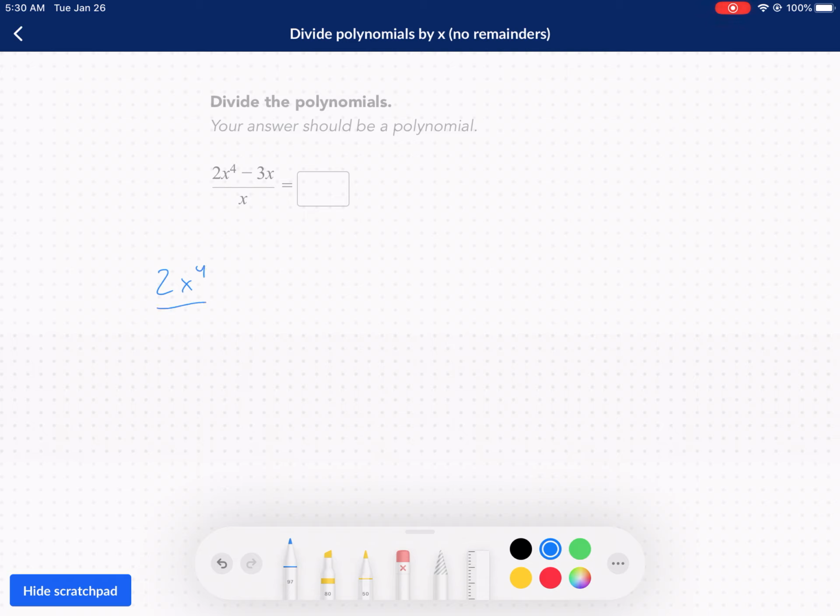2x to the 4th over x minus 3x over x. Or, okay, that works. Or what you do is you just take turns. So you take turns doing this and reducing that one, and then you take turns doing this. Because technically you apply this division to both terms in the top. Let me show you that, and then I'll show you what a common mistake is. I don't want to confuse you.